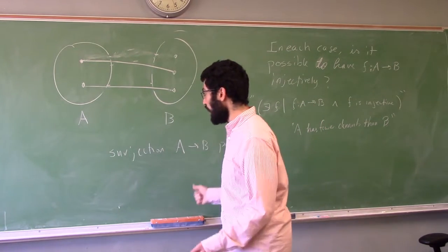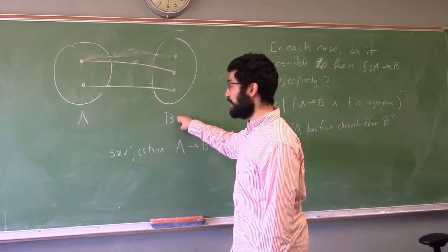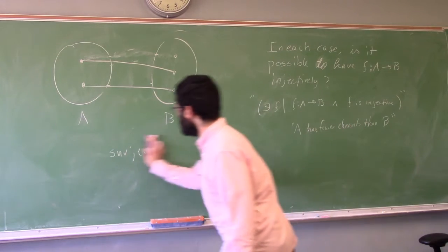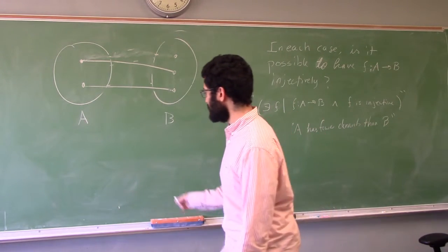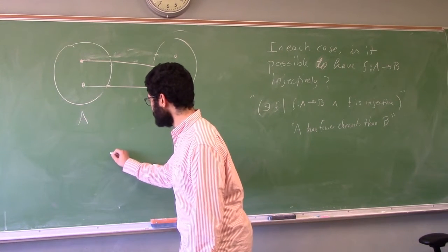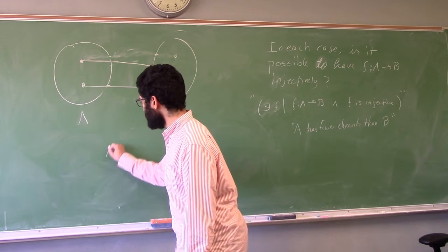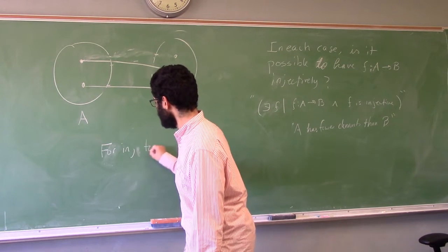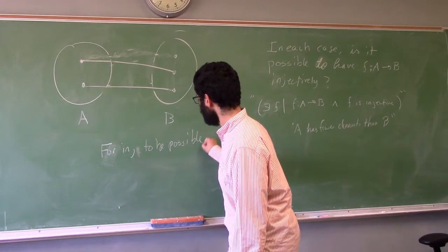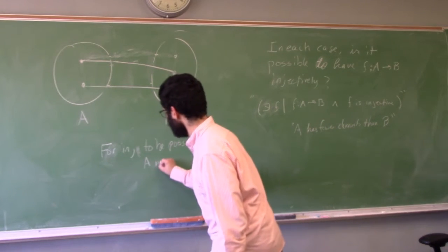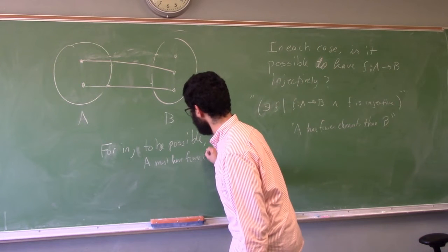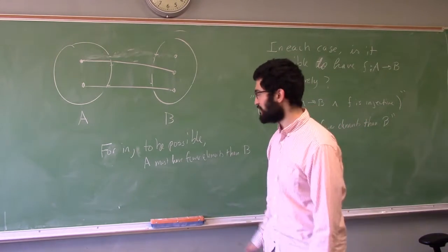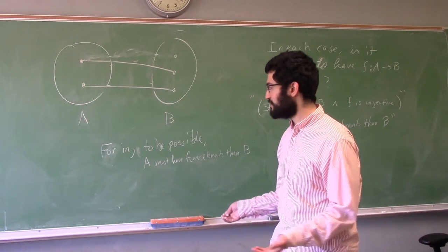Okay, so it feels like what caused a surjection not to be possible is that B has too many elements, more elements than A does. So maybe I can summarize this fact like this. For an injection to be possible, A has to have fewer elements than B. Or equal to. We'll think of fewer as meaning fewer or equal to. If A had more elements than B, we saw that an injection doesn't seem to be possible.